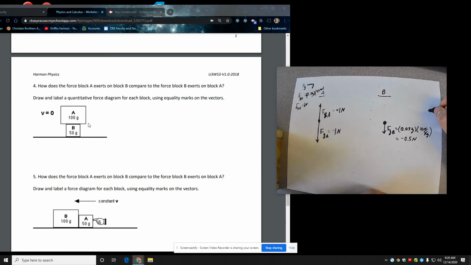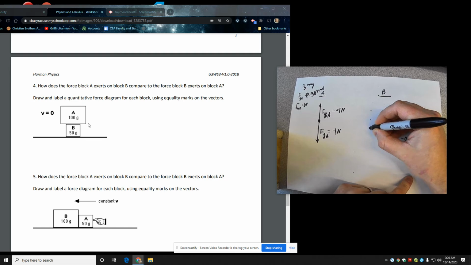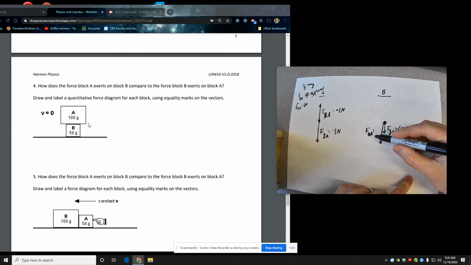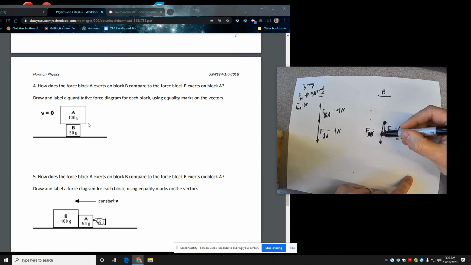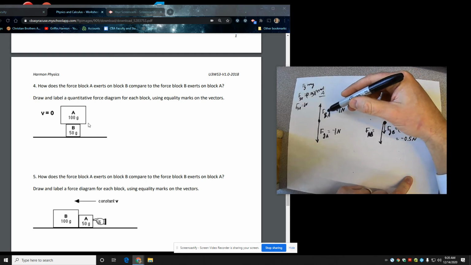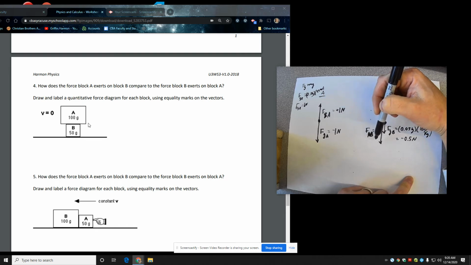All right. So then what else do I have acting on B? Well, A is touching it, right? A is also pushing down on B. FAB, force of A on B, and that has to be equal and opposite to FBA. This is an action-reaction pair, force of B on A and force of A on B. So that's Newton's third law.